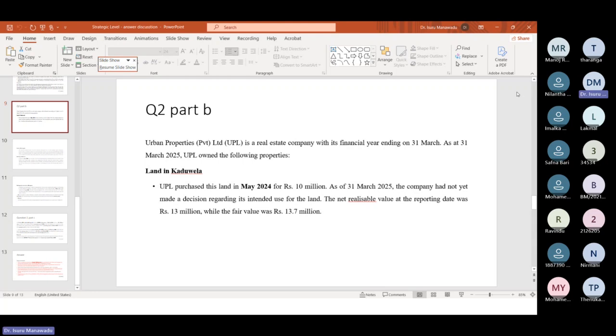Read the question and write the answer. Then you can see the Abacus suggested answers. All those things are available. In addition to that, if you can do ACCA recent past paper questions, that is also highly recommended. Definitely you can pass the exams.